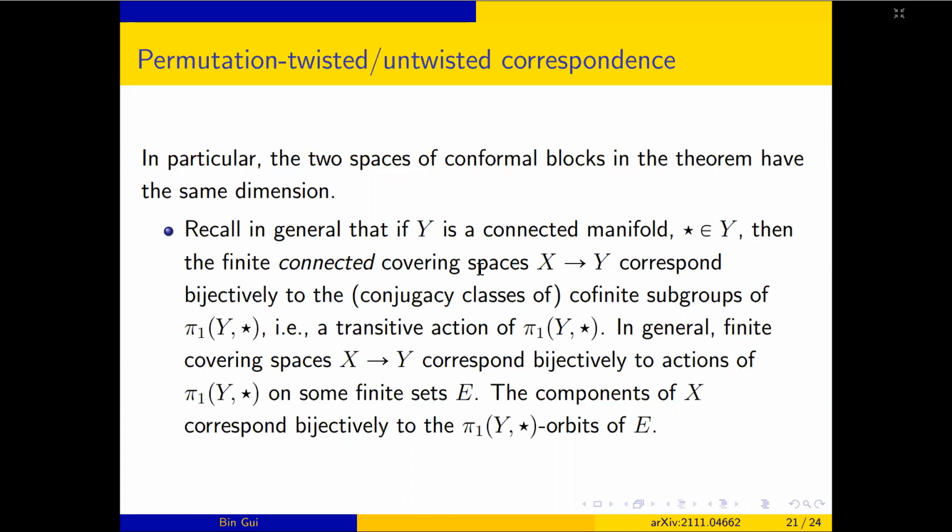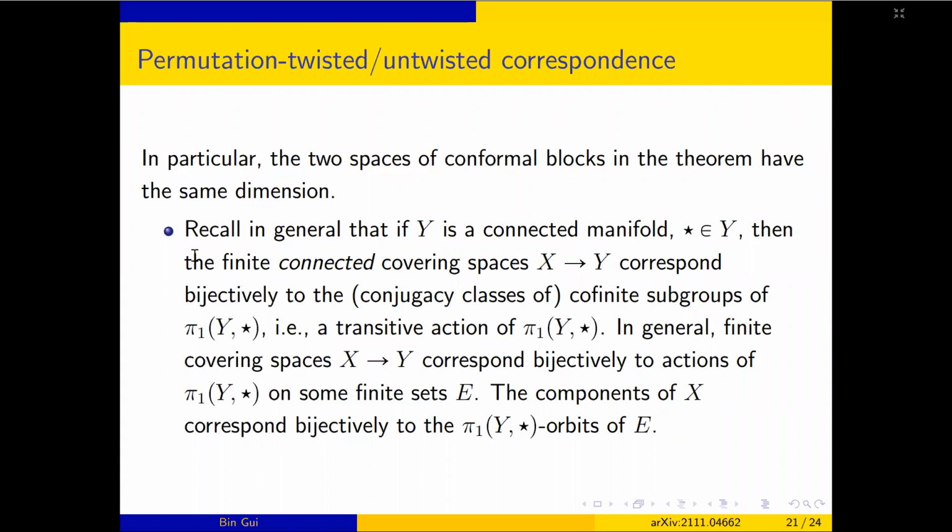the finite connected covering spaces of Y correspond bijectively to the cofinite subgroups. The cofinite condition corresponds to the finite condition. If you remove the finite condition, then you remove the cofinite condition. Anyway, the connected covering spaces correspond bijectively to subgroups of the fundamental group. And this subgroup also corresponds to a transitive action, which means an action with only one orbit. You just take the action on the cosets, and you get the transitive action. So this is clear.